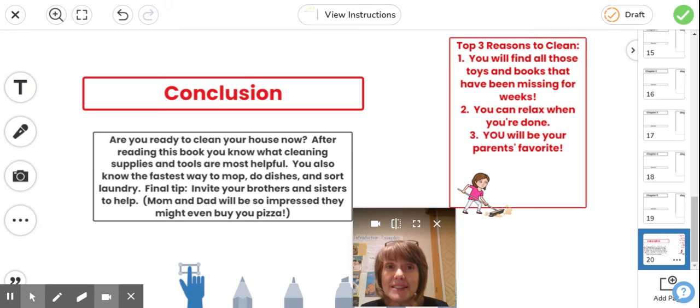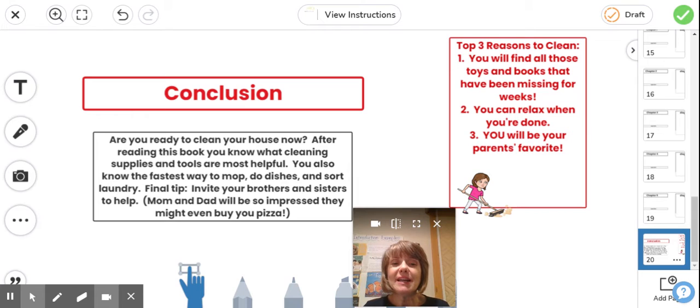It says, "Are you ready to clean your house now? After reading this book, you know what cleaning supplies and tools are most helpful. You also know the fastest way to mop, do dishes, and sort laundry. Final tip, invite your brothers and sisters to help. Mom and Dad will be so impressed they might even buy you pizza." That's just a little bit of humor.